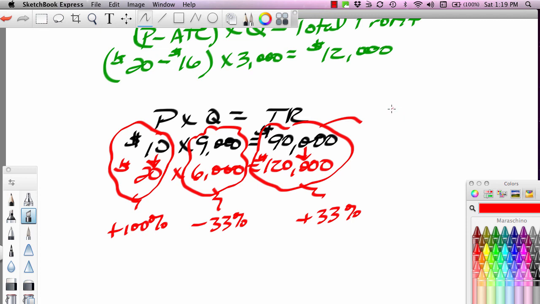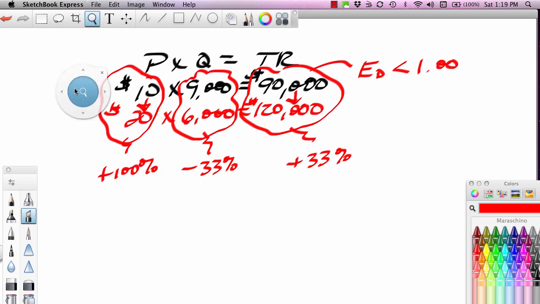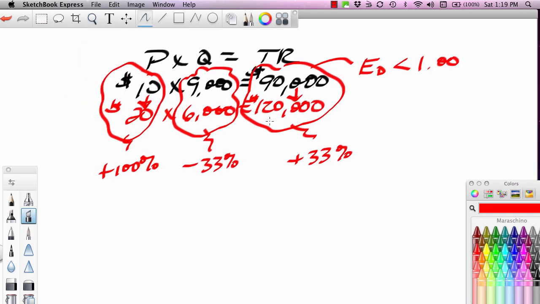This means buyers are price insensitive. It means the ED must be less than 1. Why don't we do it, just for the fun of it? Let's calculate the ED here. So what's the ED? The ED is Q2 minus Q1. I'm just going to get rid of the thousands. I'm going to factor the 1,000 out. So it's 6 minus 9 over 6 plus 9, divided by 20 minus 10 over 20 plus 10.